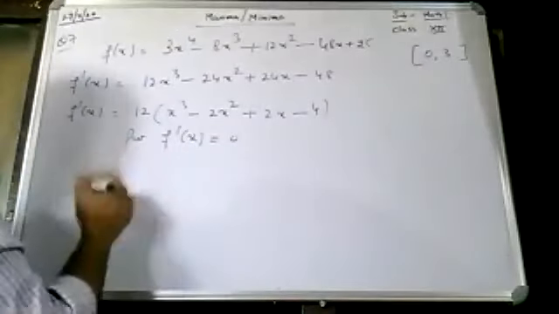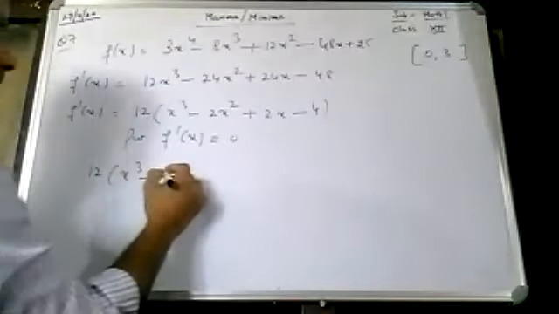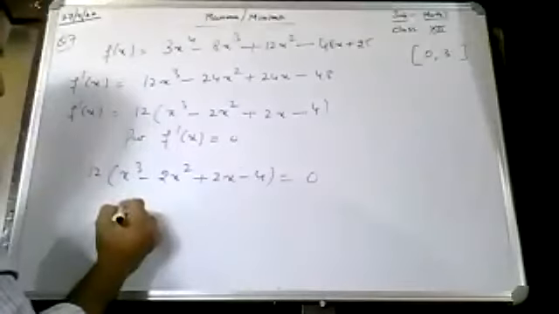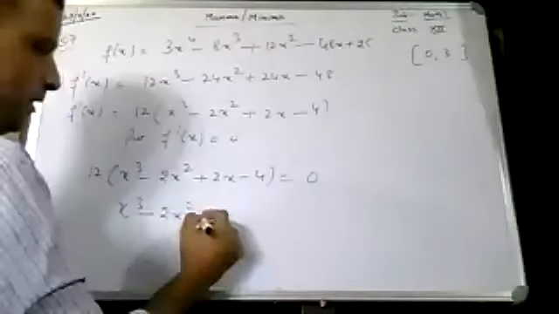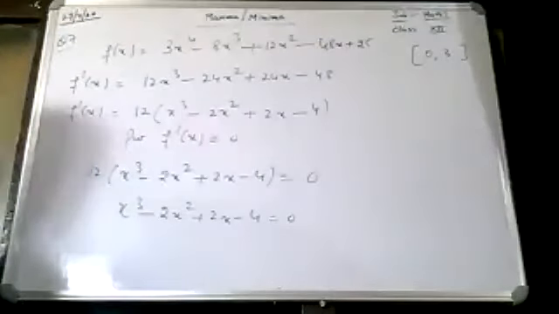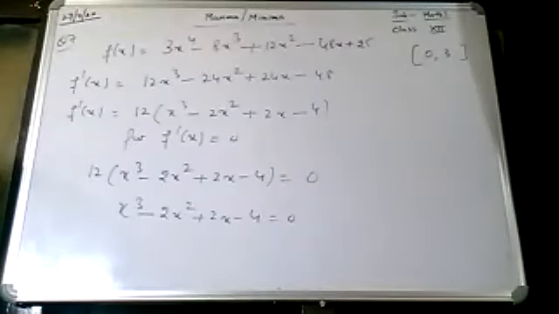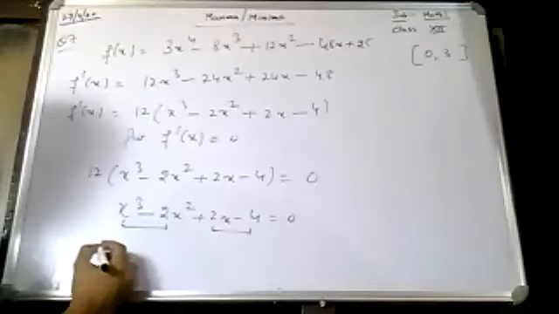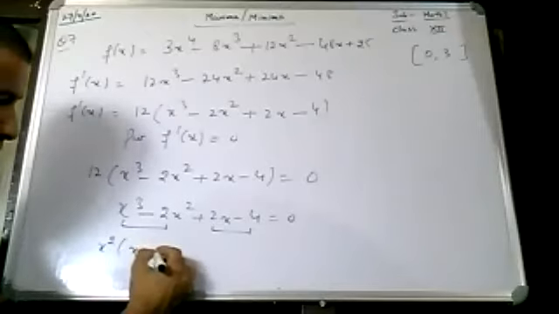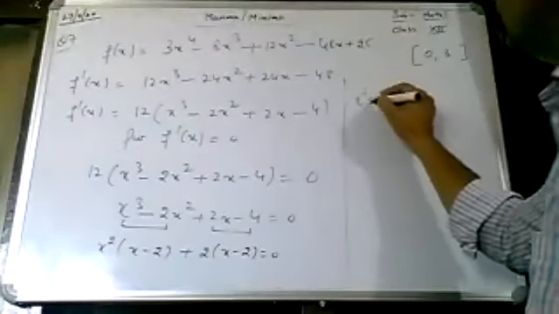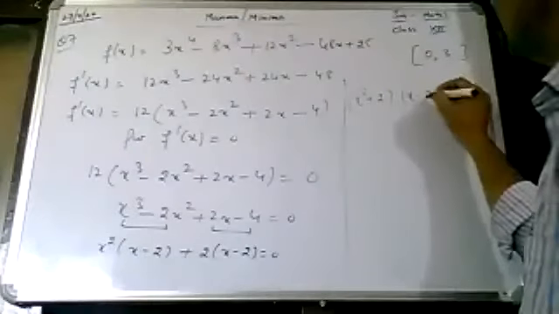So f dash x, that is 12 times x cube minus 2x square plus 2x minus 4, is equal to 0. So this is x cube minus 2x square plus 2x minus 4 is equal to 0 divided by 12, which is 0. Okay. Next, now in totality there are 4 terms. दो की pairing करो. Common क्या है? x square is common. So this is x minus 2 plus 2 common निकालो, x minus 2 is equal to 0. Finally क्या होगा? Club करो. x square plus 2 and x minus 2 is equal to 0.